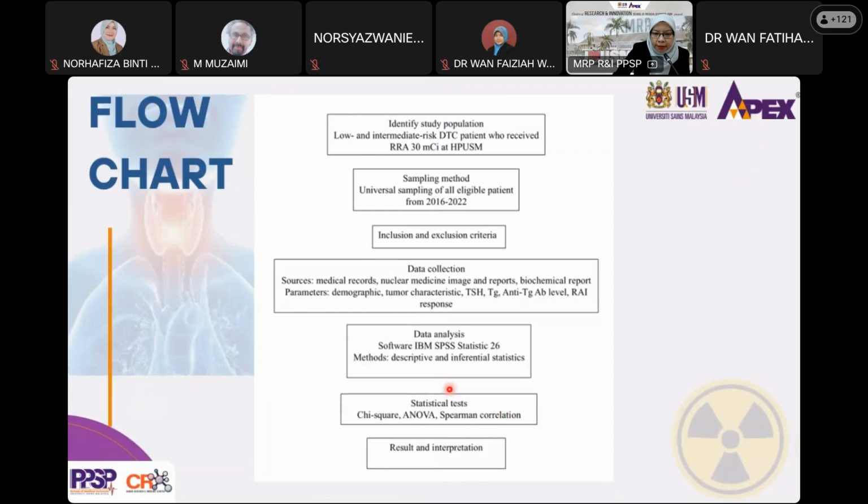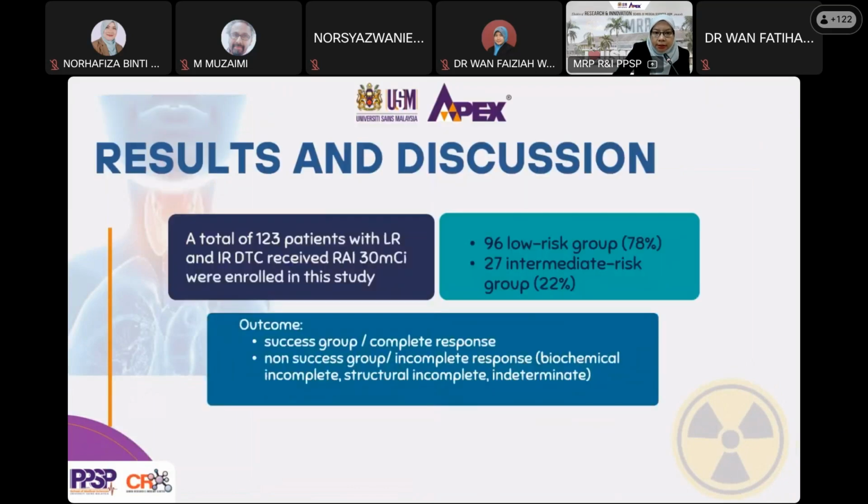For statistical tests, we use chi-square, ANOVA, and Spearman correlation. For the results and discussion, a total of 123 patients with low risk and intermediate risk DTC who received 30 mCi were enrolled in this study. 96 patients are in the low risk group, and another 27 patients are in the intermediate risk group.